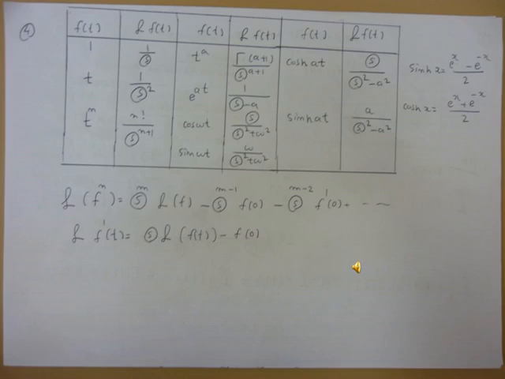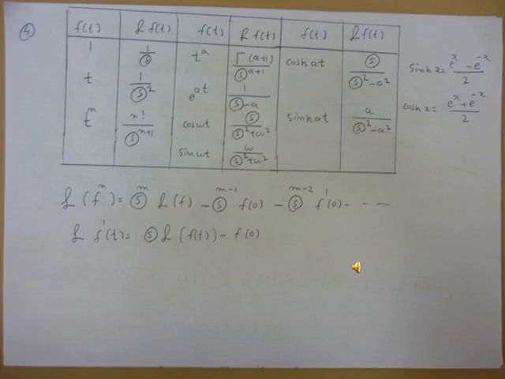For cos omega t, the Laplace transform is s divided by s squared plus omega squared. For f equal to sin omega t, the Laplace transform is omega divided by s squared plus omega squared. For cosh at, the Laplace transform is s divided by s squared minus a squared. For sinh at, the Laplace transform is a divided by s squared minus a squared. In this case, sinh h is equal to (e^h minus e^(-h)) divided by 2, and cosh h is equal to (e^h plus e^(-h)) divided by 2. So those are the Laplace transform functions.